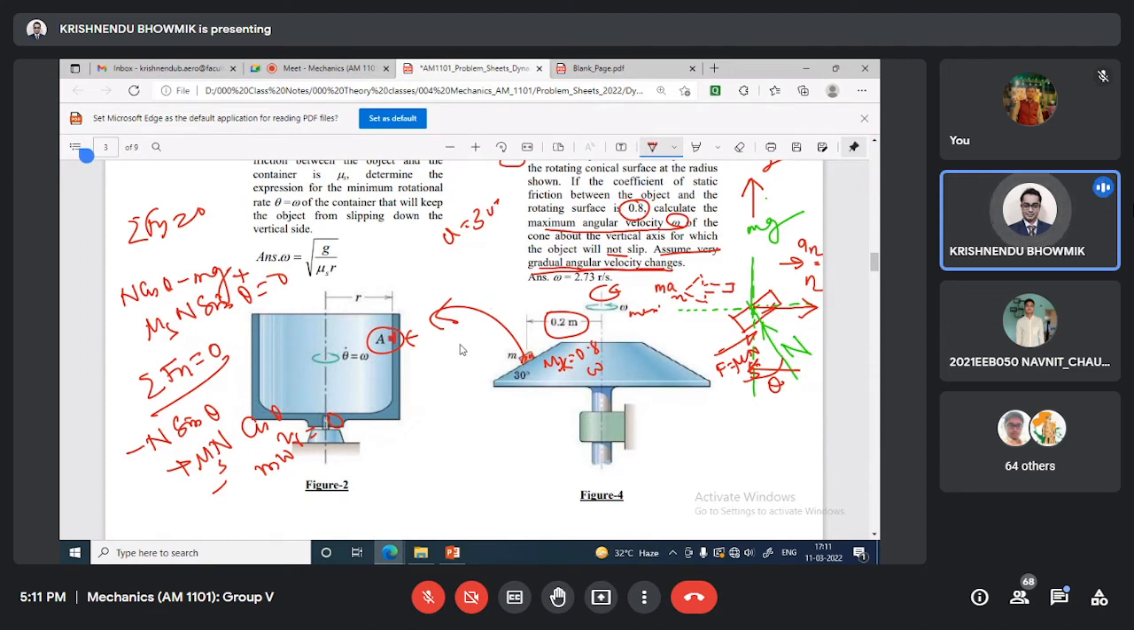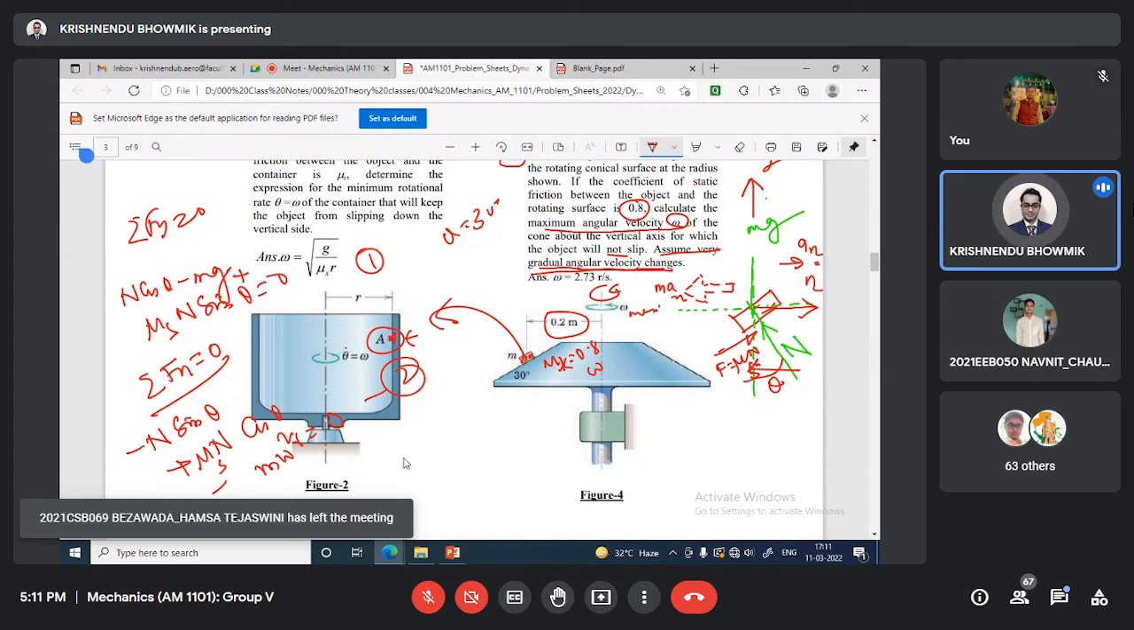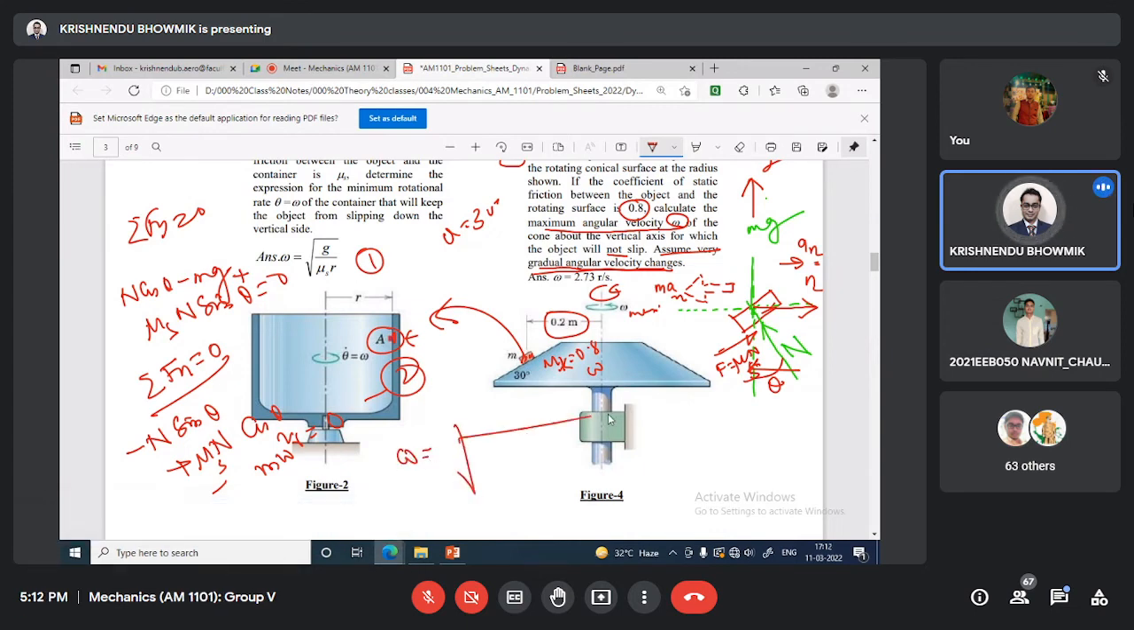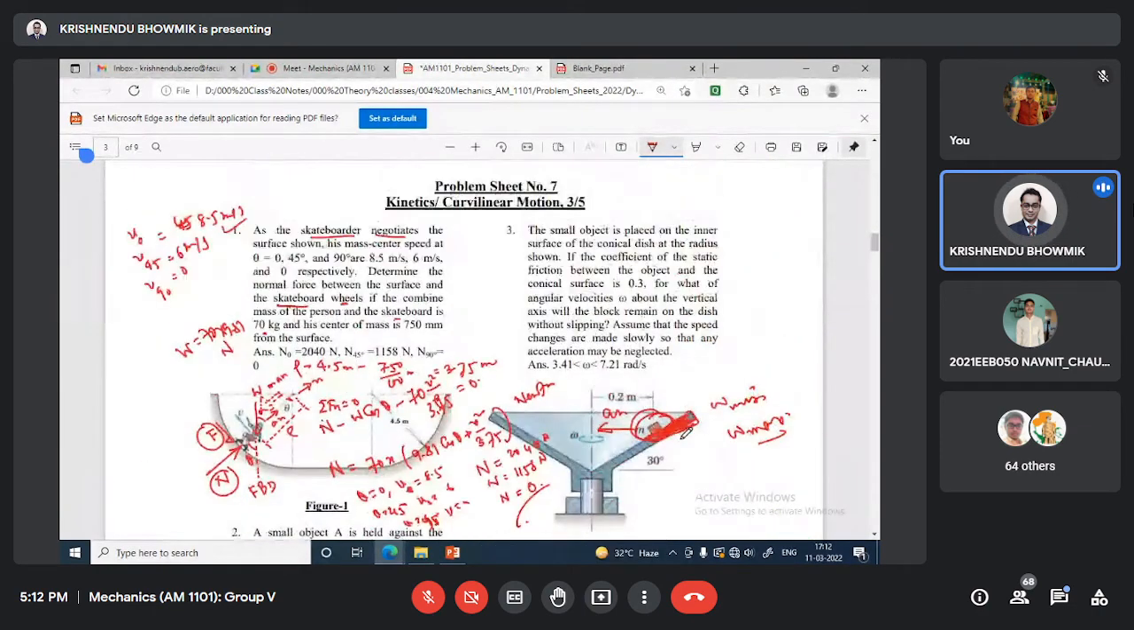Now you have two equations, equation 1 and equation 2. From this you solve. Omega will be square root of g by R times (mu cosine theta minus sin theta) by (cosine theta plus mu sin theta). Okay, that's all. So the remaining problem you can solve.